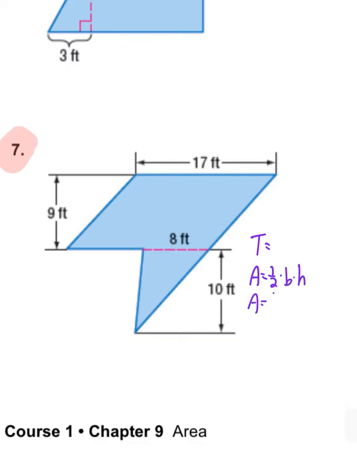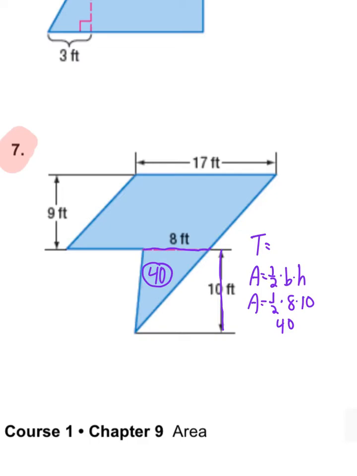So I have half times, let's say we use this side as the base, which is 8, and we'll use the 10 as the height. And half times 8 times 10 is 40. So the area of this triangle would be 40 square feet.